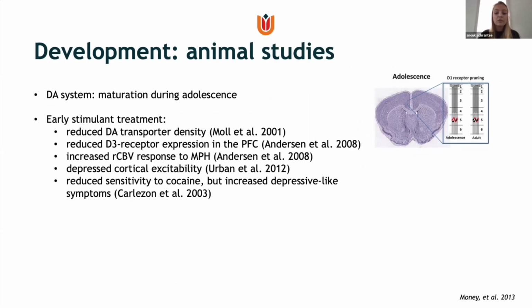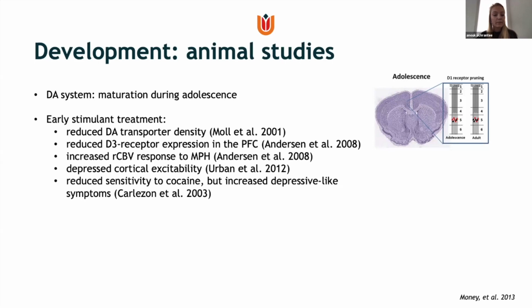Well, a number of animal studies have demonstrated long-term effects of stimulants on the outgrowth of the dopamine system. So for example, early treatment with methylphenidate reduced dopamine transporter density shortly after treatment, but this effect was actually more pronounced when this was measured in adulthood, which suggests that it induces some sort of a rewiring or different outgrowth of the dopamine system.